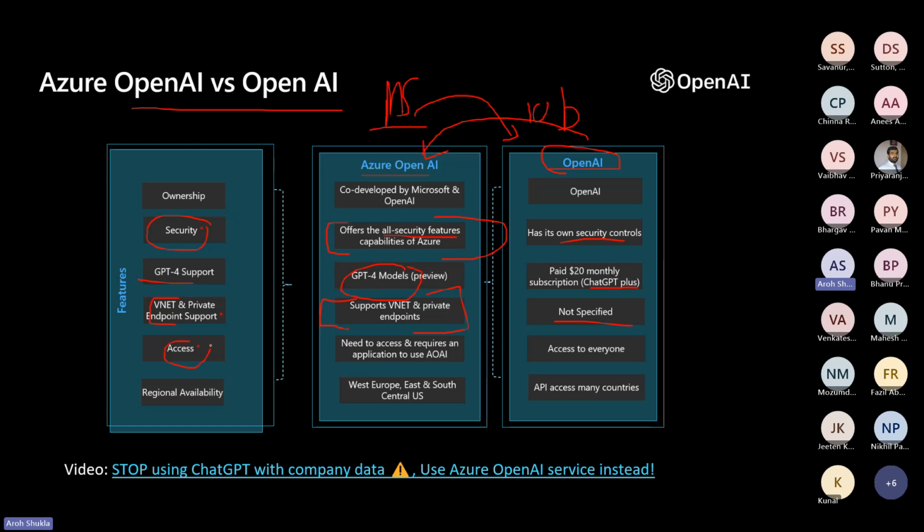Access is important, you must have an API key, right? An API key is required. OpenAI is open to all, right? If you have a Gmail account or a Facebook account, you can access and do everything. The problem with that is that OpenAI does training on your data.